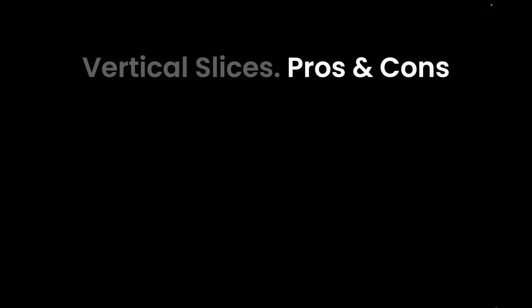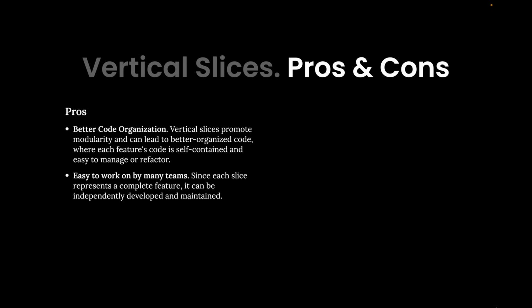Vertical slices can give us better code organization. Each feature is self-contained, making the codebase modular and easy to manage. It's easier to work on by multiple teams. Each slice is independent, so multiple teams can work on different slices simultaneously.